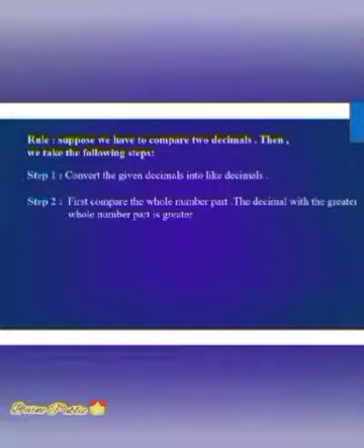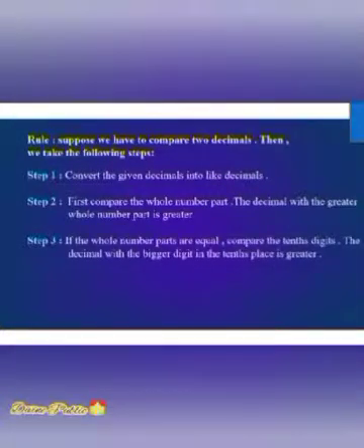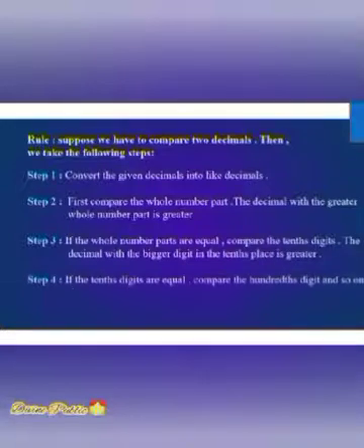Suppose we have to compare two decimals, then we take the following steps. Step 1. Convert the given decimals into like decimals. Step 2. First, compare the whole number part; the decimal with the greater whole number part should be greater. Step 3. If the whole number parts are equal, then compare the tens digit. The decimal with the bigger digit in the tens place should be greater. Step 4. If the tens digits are equal, then compare the hundredth digit and so on.